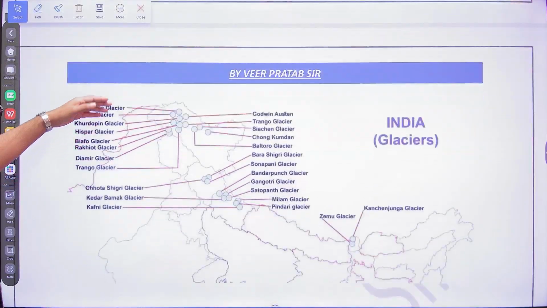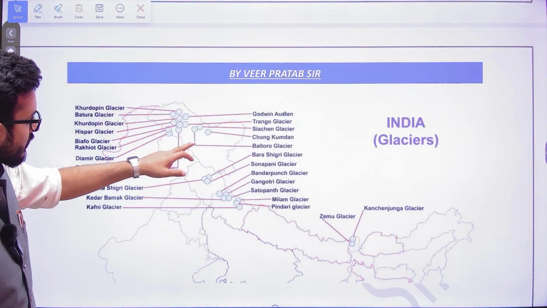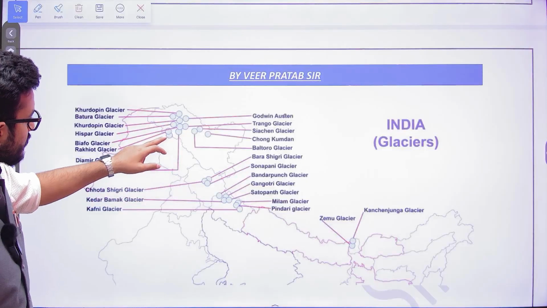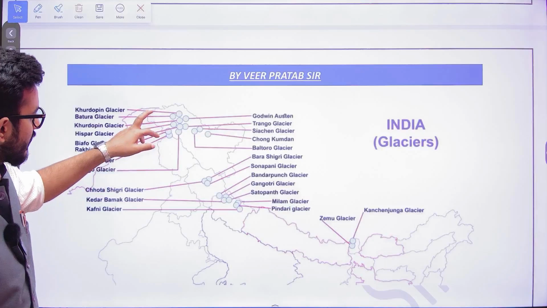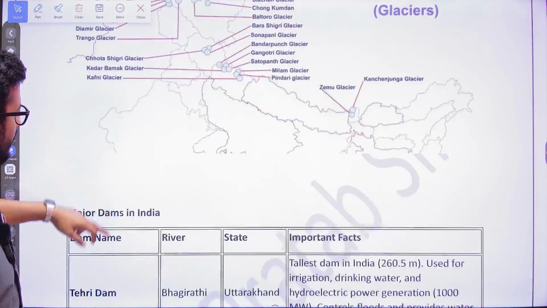Here, as you can see, this is the modernized understanding of Jammu and Kashmir. So just look at it. The Daimir Glacier is on the border of Jammu and Kashmir and Ladakh, whereas the other ones are all in the Ladakh territory.